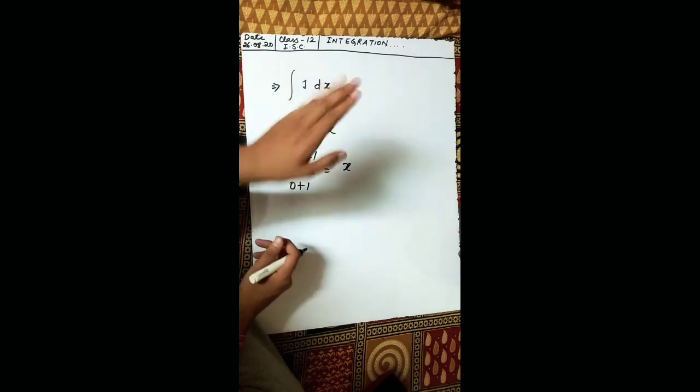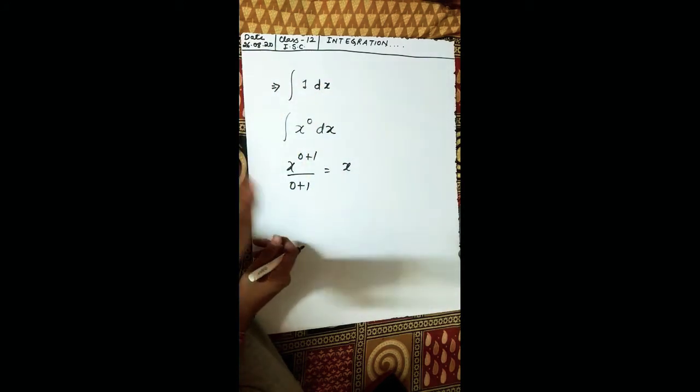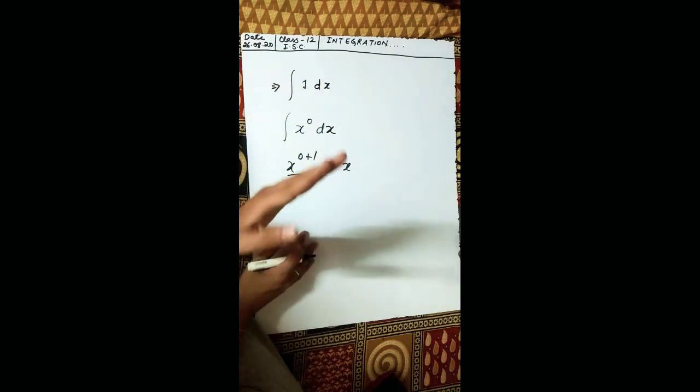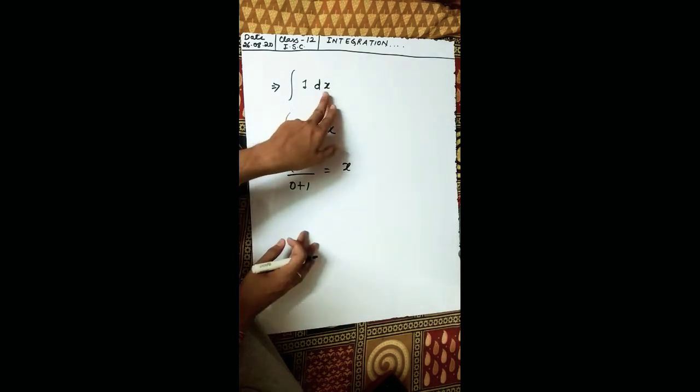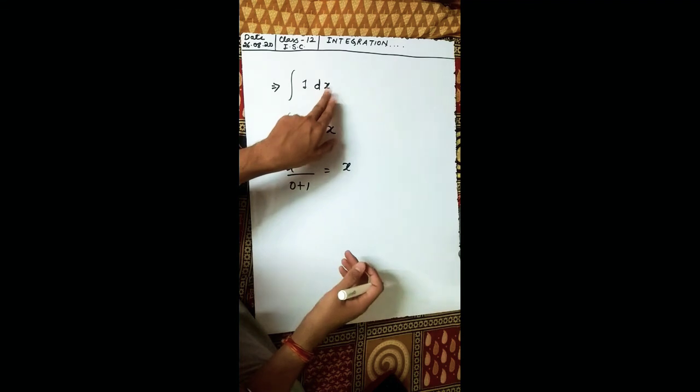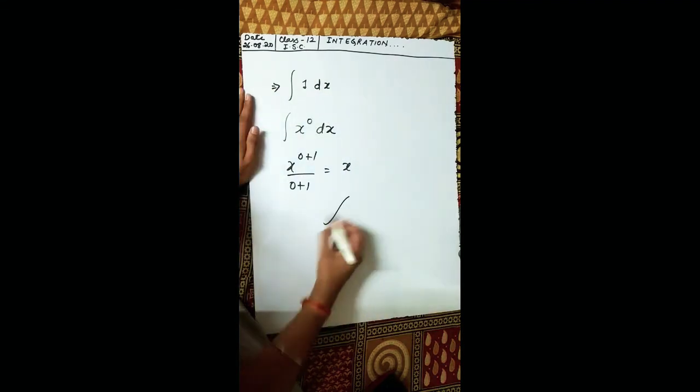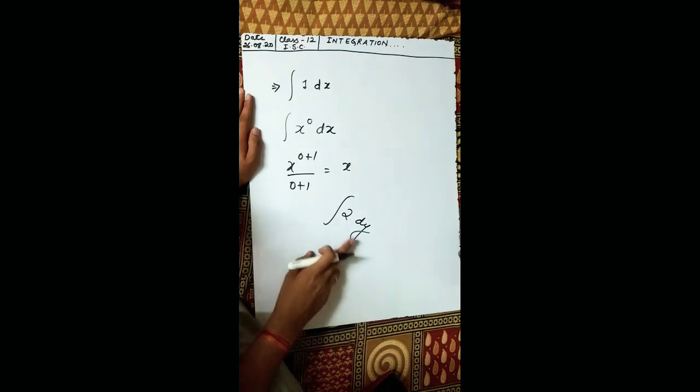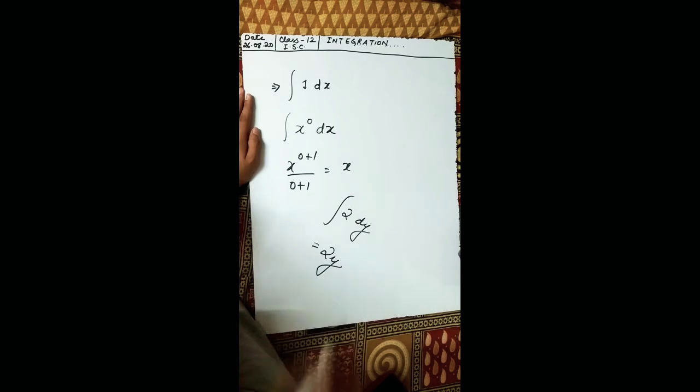So always remember, when we integrate a constant, we write it according to the variable with respect to which we are integrating. For example, if you want to integrate 2 dy, that means we are integrating 2 with respect to y, so the answer will be 2y.